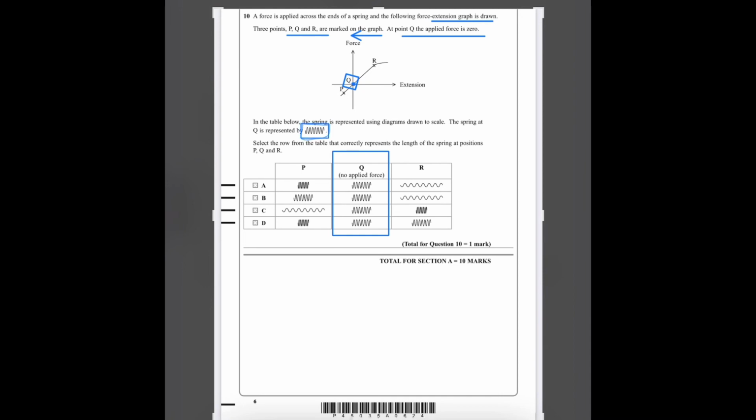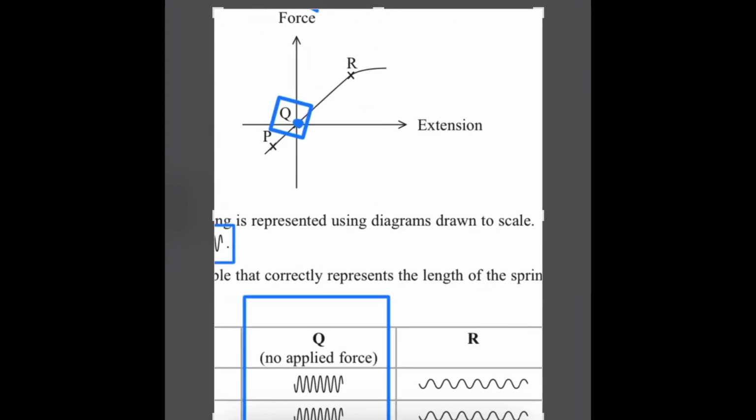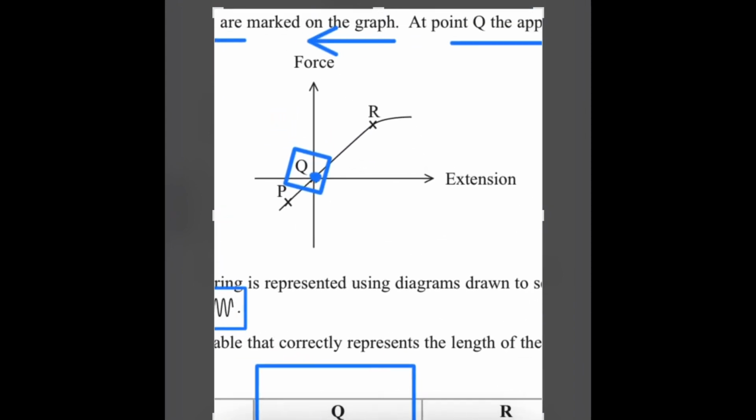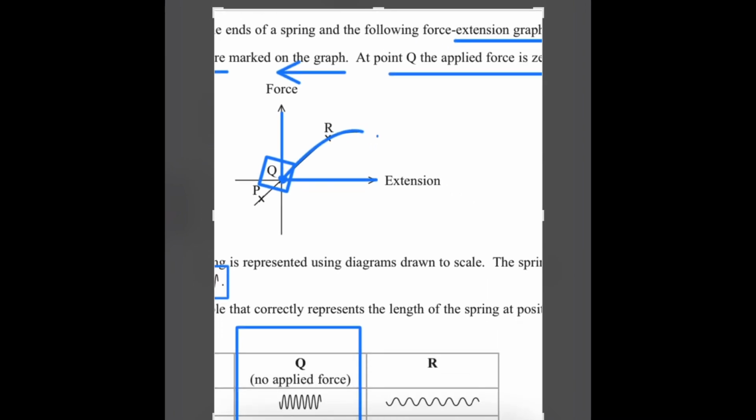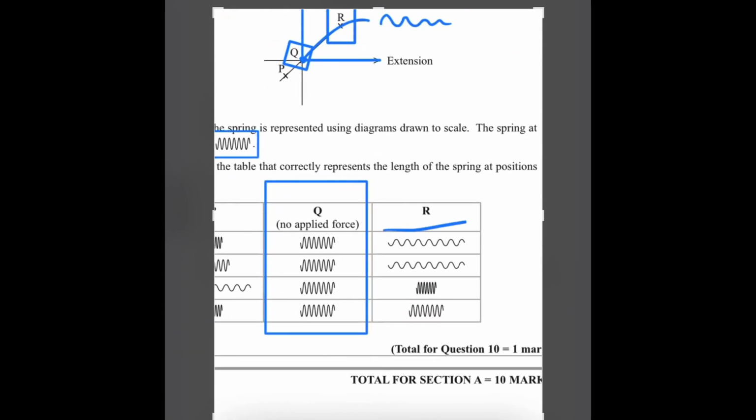So as I have just labeled, select the row from the table that correctly represents the length of the spring at positions P, Q, and R. So basically at R, the force is in the positive direction and the extension is also in the positive direction, right? So it is being extended. So basically if the spring is like this, if we pull the spring, it will look something like this, right? So at R it is being extended. So basically the answer is this or this.